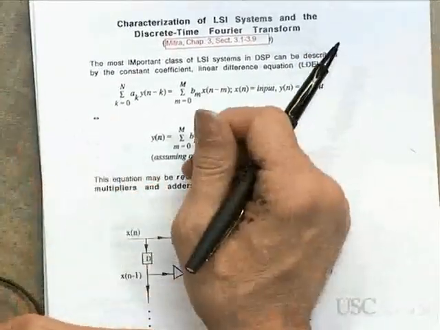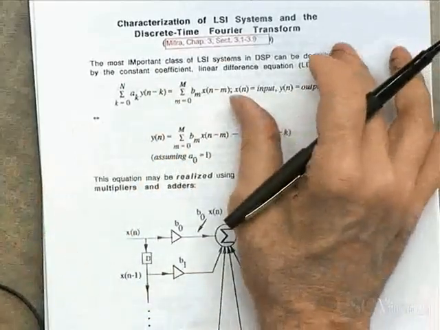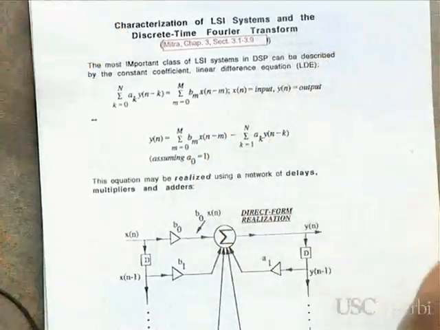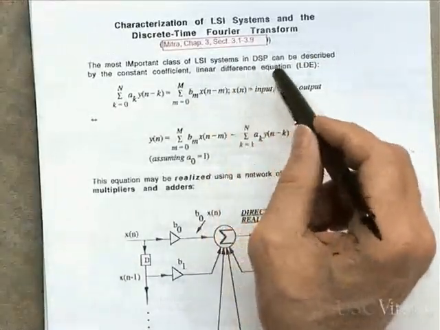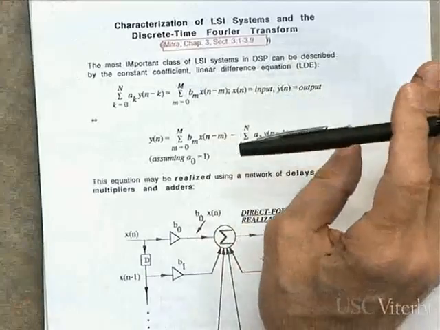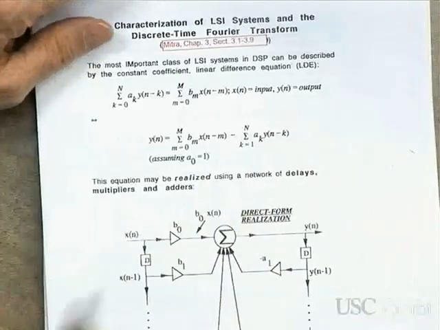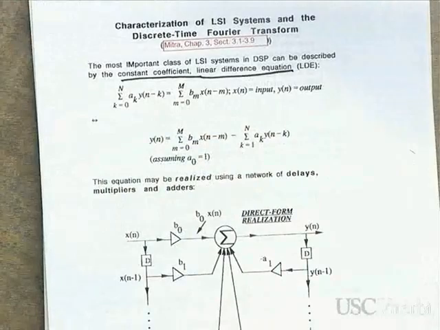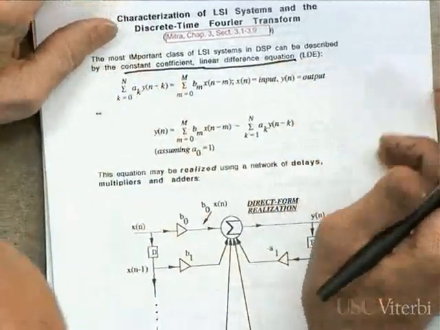Okay, so let's talk about the most important class, not the only class, but the most important class of linear shift invariant systems in DSP. I told you they can be characterized in terms of their impulse response. Well, this is a different way of characterizing an important class of linear shift invariant systems. They can be described through something called the constant coefficient linear difference equation. Those will form the basis of all, or almost all, of the digital filters we will discuss in this class.